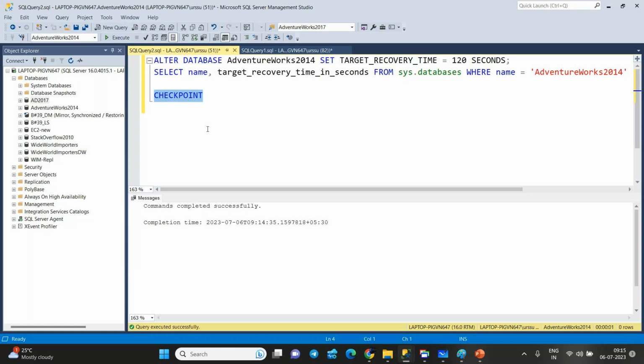Indirect checkpoint is nothing but, if you want to change the interval time for a specific database, you can change it with the help of indirect checkpoint. And finally, internal checkpoint.